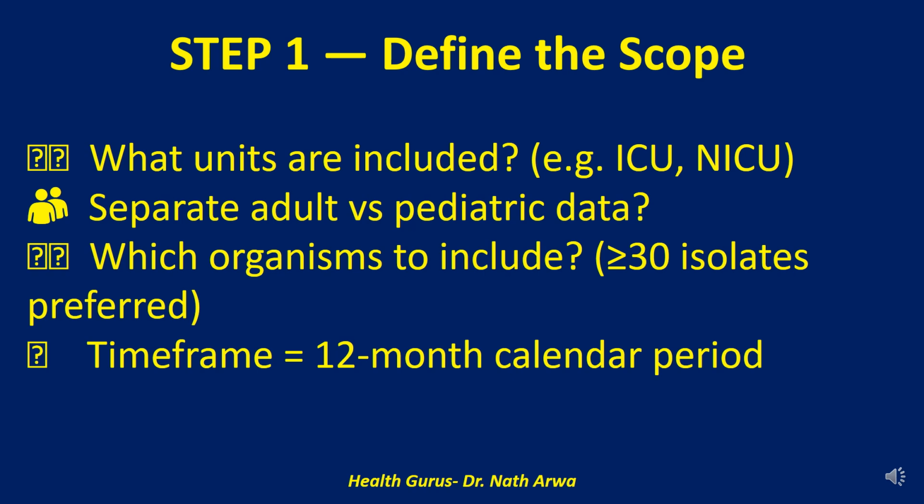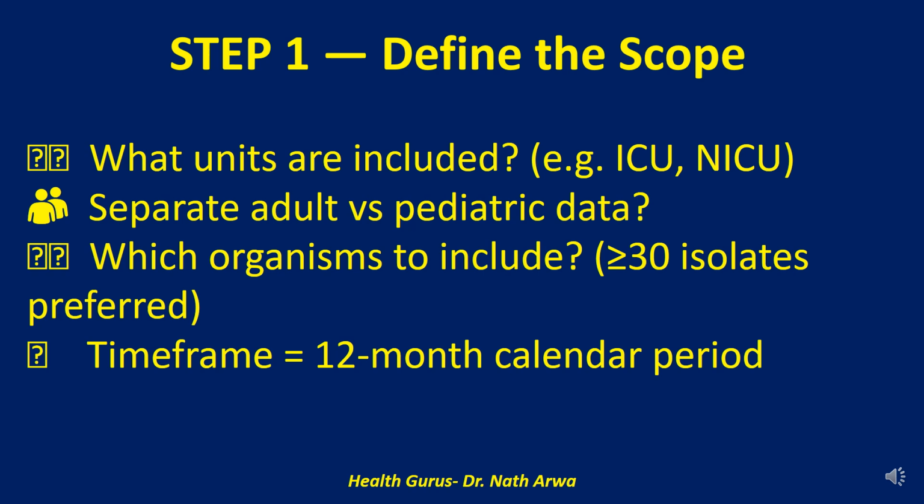And finally, define your time frame. The gold standard is a 12-month calendar period. This ensures your data is comprehensive, reflects seasonal variation, and gives a full year's view of resistance trends.